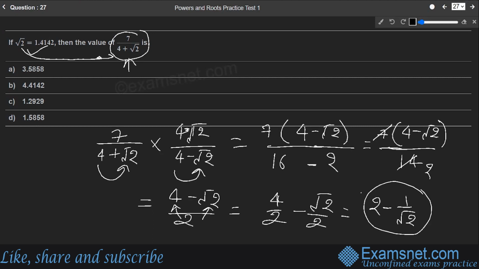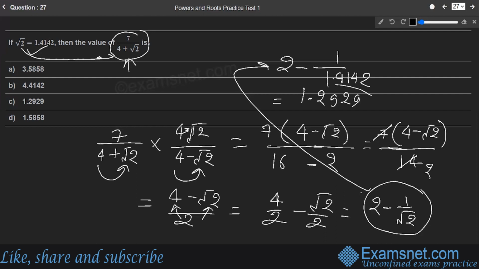So if we do that, let us do it here. It's going to be 2 minus 1 over 1.4142. If we solve this further together, we ultimately receive the right answer as 1.2929. That is the right answer, and this is available in option number C, so C becomes the right answer for us.